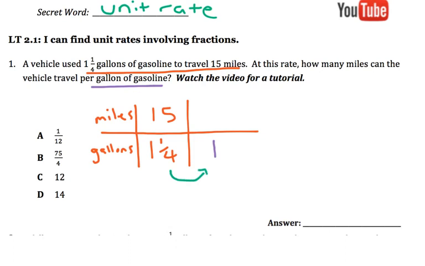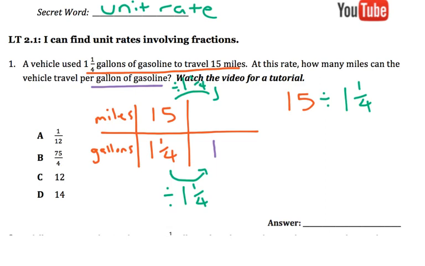One would be, I know that 1 1/4 divided by itself is going to be 1, because anything divided by itself is going to be 1. And then I'm going to do the same to the top, divided by 1 1/4. And when I figure out what that equals, that's going to be the unit rate per gallon. So basically, the problem that I'm solving right now is 15 divided by 1 1/4.